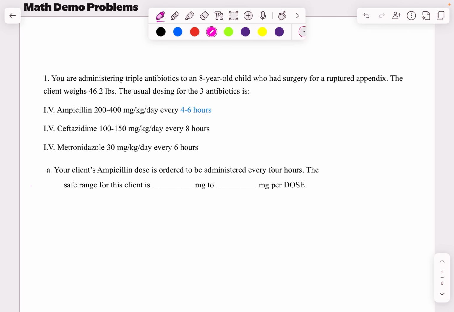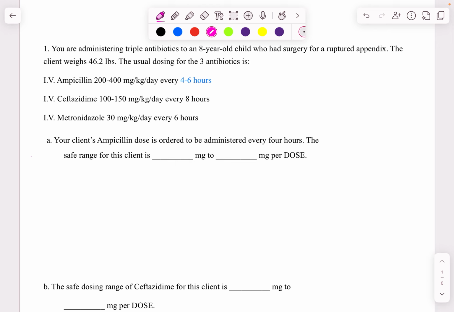Your client's AMP dose is ordered to be administered every 4 hours. So I'm going to circle that because if we are administering every 4 hours, we know that 24 divided by 4 is 6 doses. And I'll show you why that's important in a moment. Okay, so let's start with the low end of the dosage range. So with weight-based problems, we start with the weight that we have. So 46.2 pounds is where we'll start.